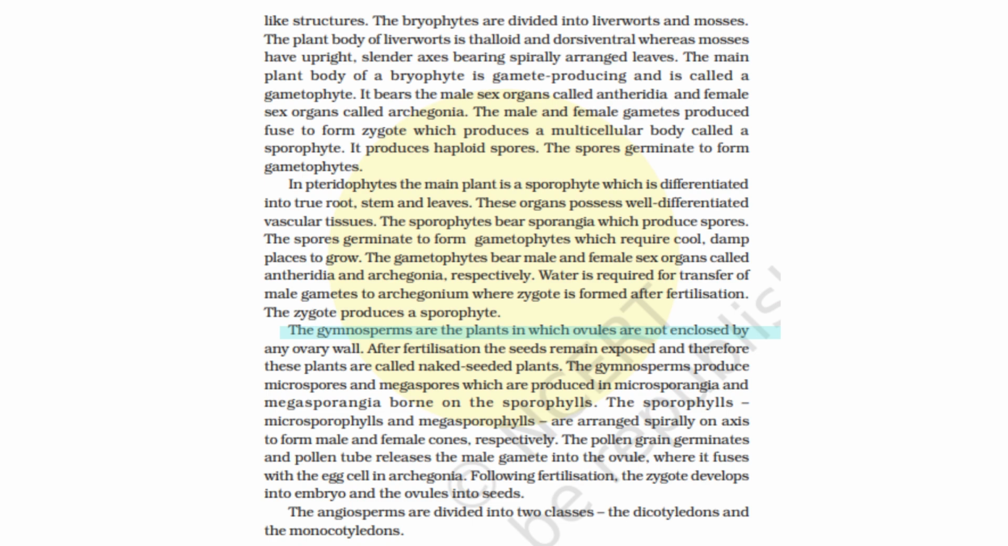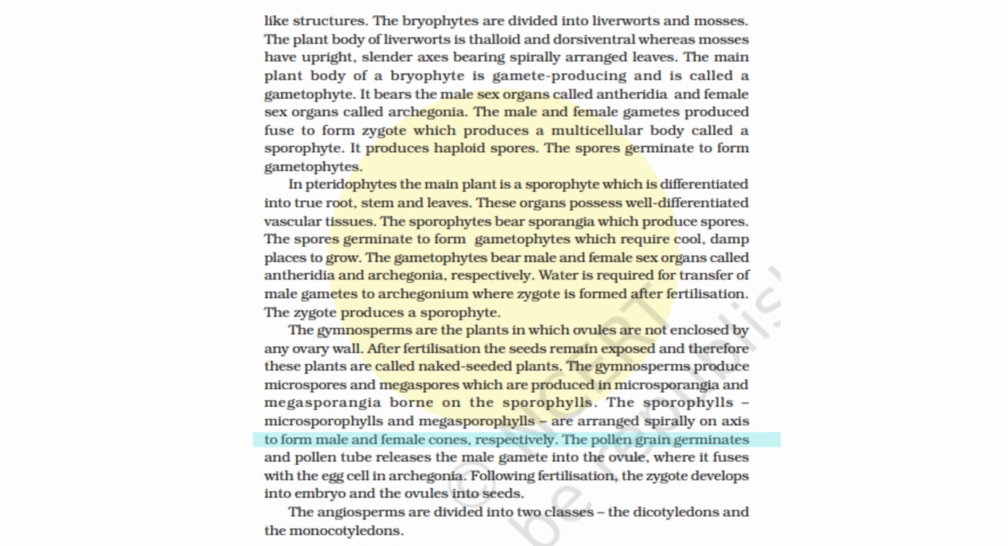The gymnosperms are the plants in which ovules are not enclosed by any ovary wall. After fertilization, the seeds remain exposed and therefore these plants are called naked-seeded plants. The gymnosperms produce microspores and megaspores, which are produced in microsporangia and megasporangia borne on the sporophylls. The sporophylls, microsporophylls, and megasporophylls are arranged spirally on axis to form male and female cones, respectively.